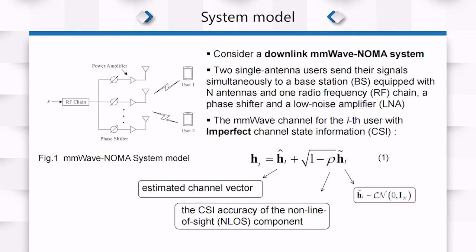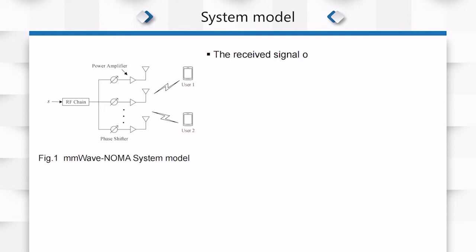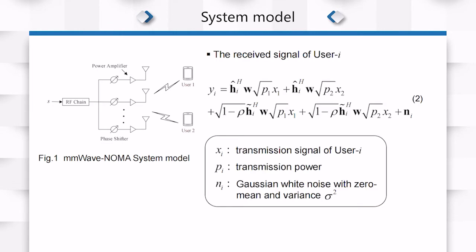Each antenna branch of the base station has a phase shifter and a low noise amplifier, and the mmWave channel for the ith user with imperfect CSI can be expressed as equation 1, where ρ is the CSI accuracy. Therefore, the received signal of user i can be expressed as equation 2, where Pi is the transmission power for user i.